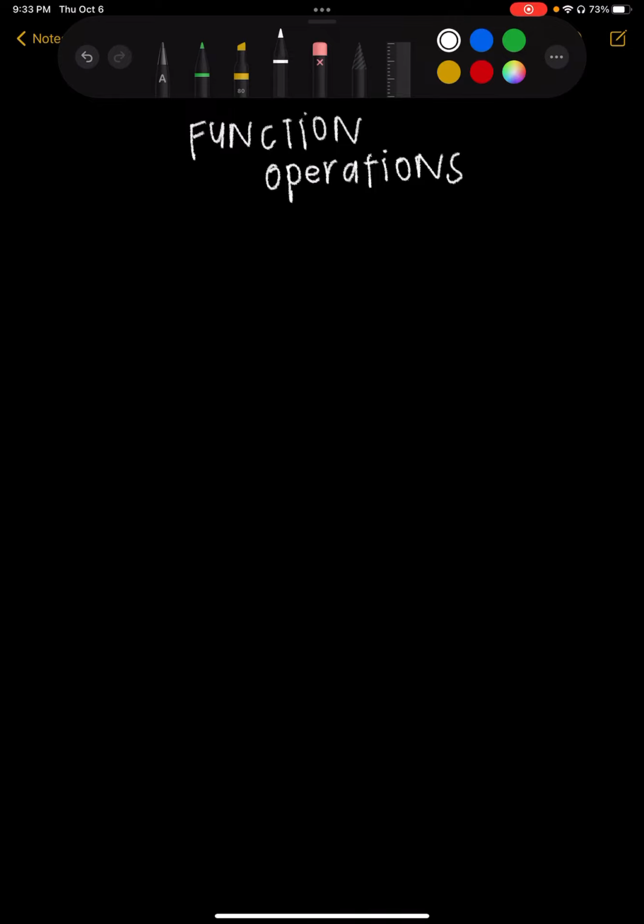Hey everyone, so now we're going to be talking about function operations. So we've talked about what a function is, we've talked about key features of functions and the domain and ranges of functions. Now we can mess around with them and do some stuff with functions.